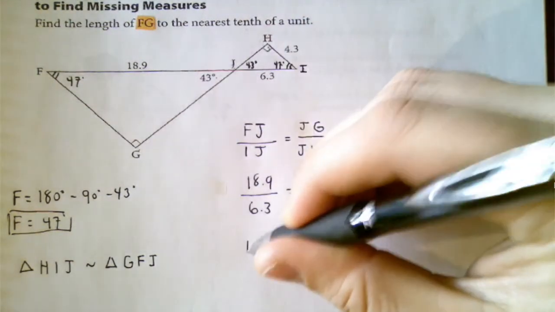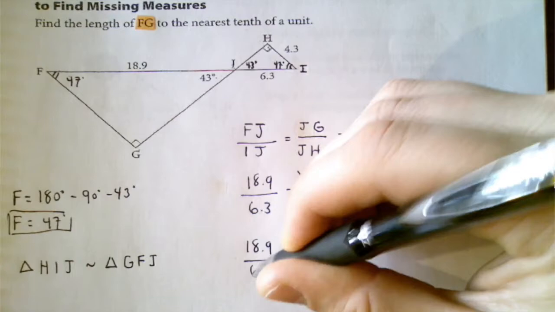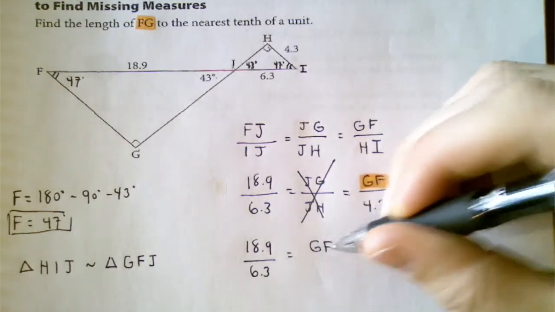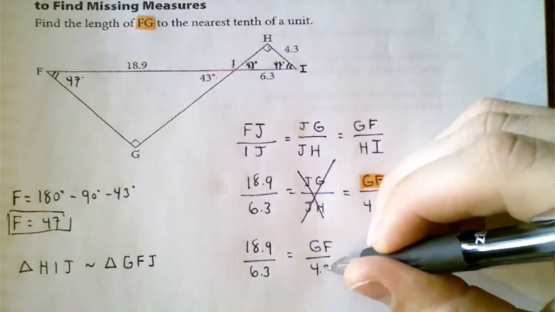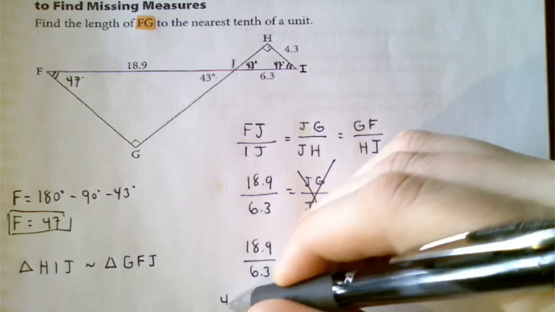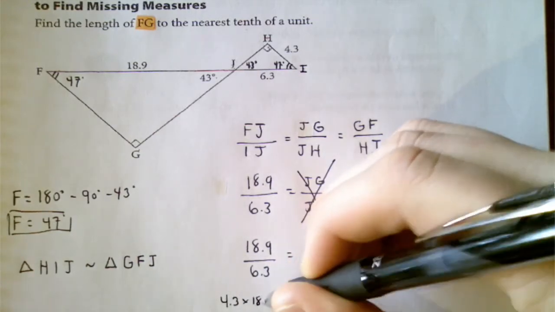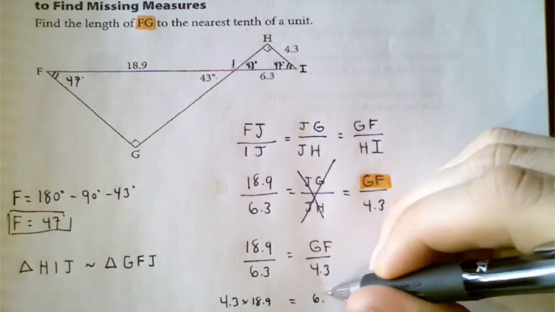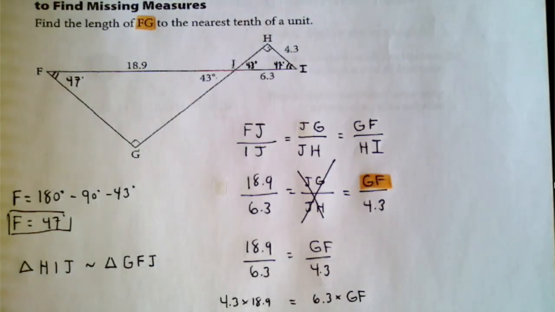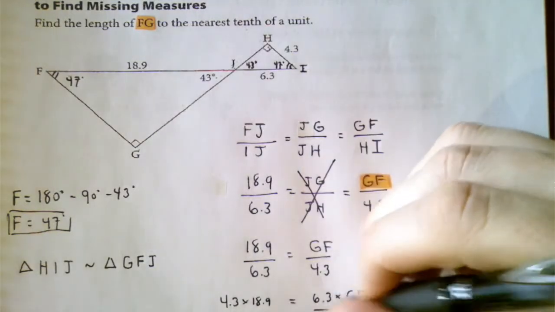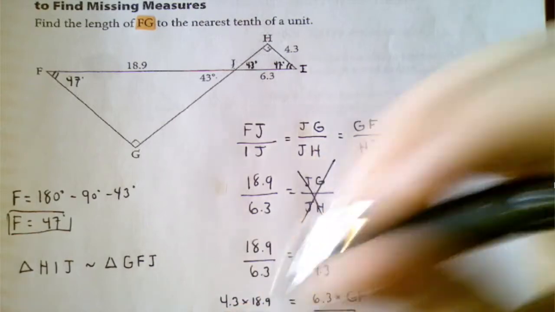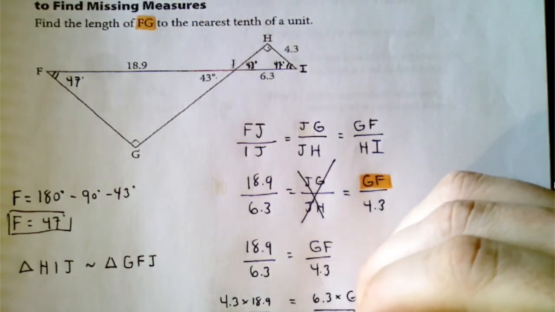So we can rewrite now. We got 18.9 over 6.3 equals GF over 4.3. So let's start with the bottoms up multiplication. We got 4.3 times 18.9, and we've got 6.3 times GF. And our last step is to divide away what's in front of the letter. We'll divide away the 6.3. I'm going to do it before multiplying, which is okay. And that should leave us with GF.